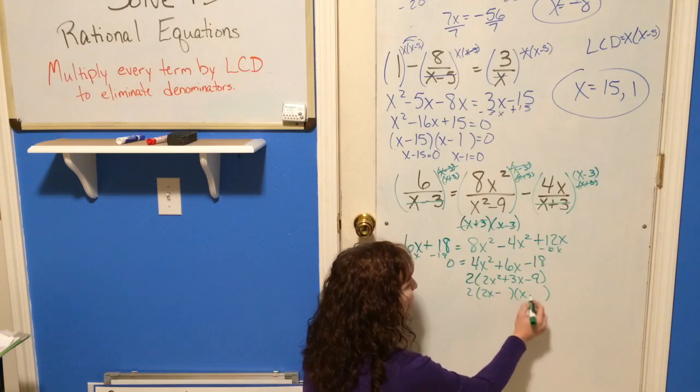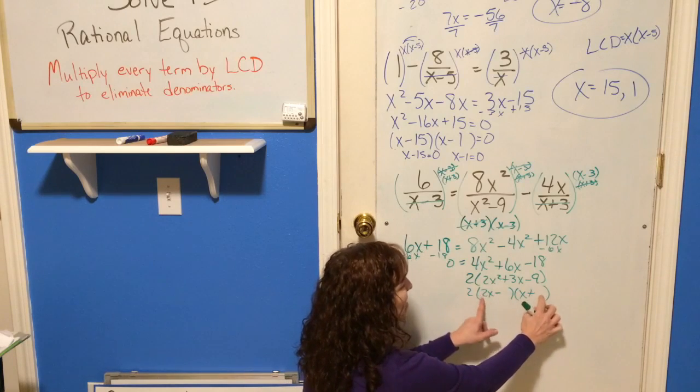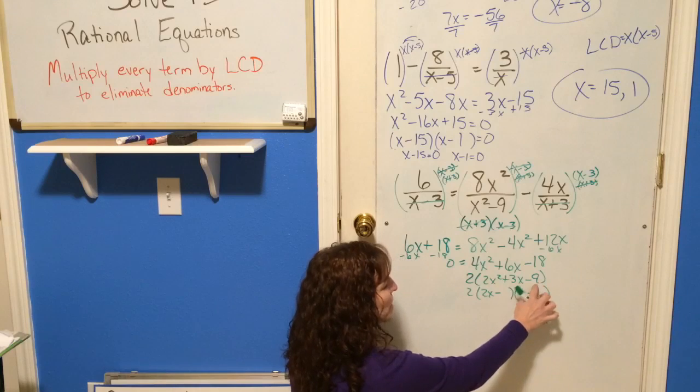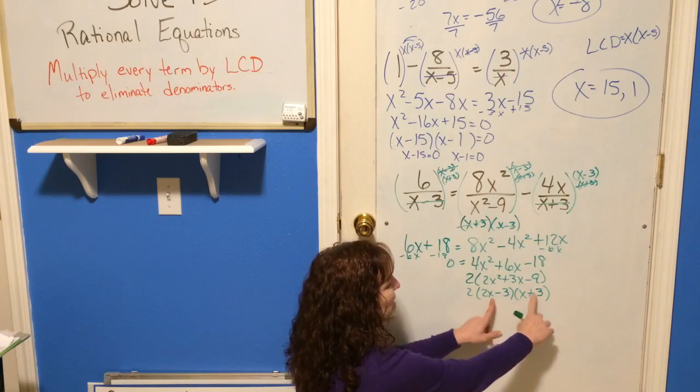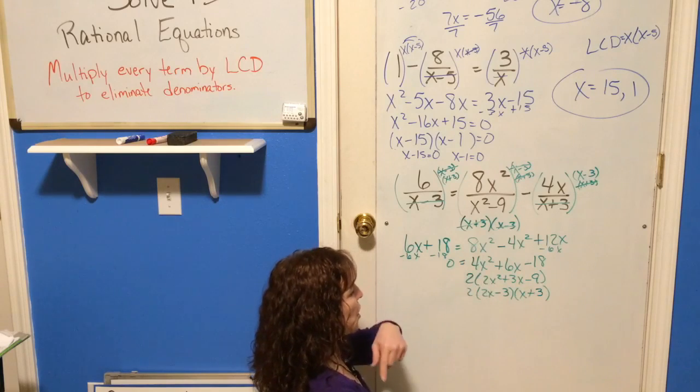Let's see. I'm going to put the negative here and the positive here, because I'm thinking that's going to be the biggest. 3 times 3 is 9. Let's try 3 and 3. 2 times 3 is 6. Minus 3 is 3x. So we're good to go there.